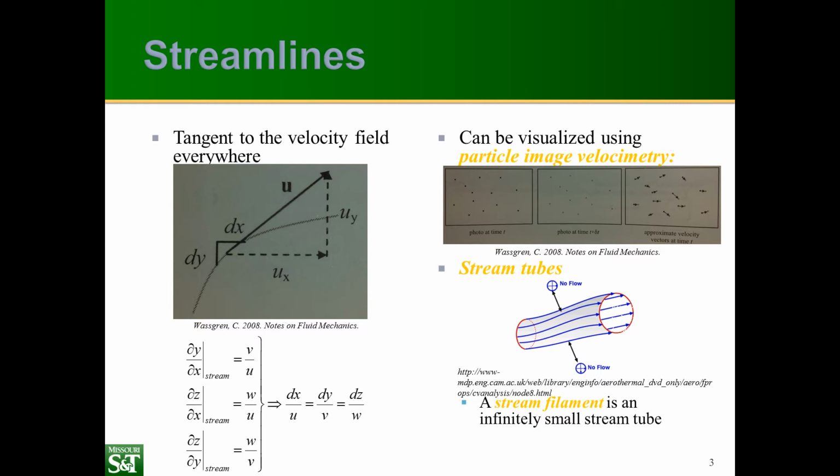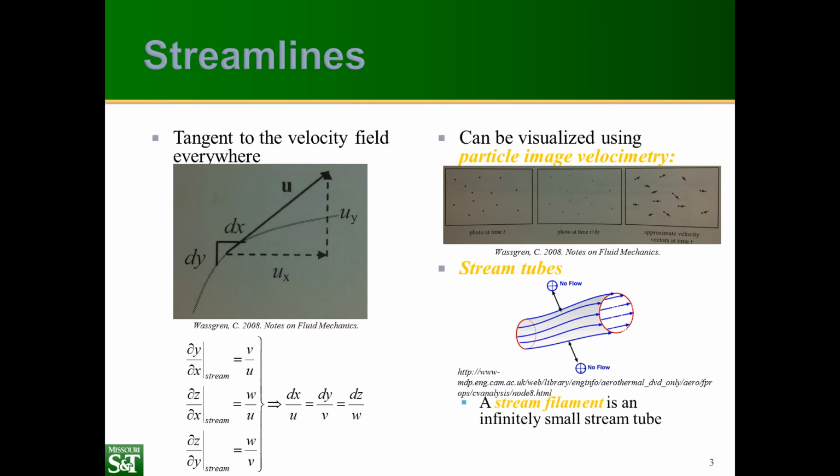We can actually visualize streamlines using particle image velocimetry. So we take two pictures a very short time apart, and we use a computer algorithm to determine where the points from the first picture have moved in the second picture. And we can put velocity vectors on those points.